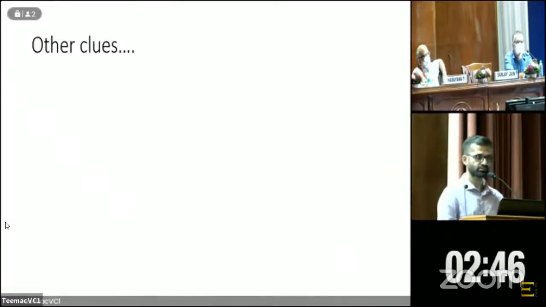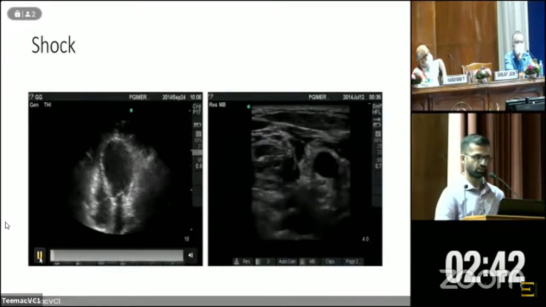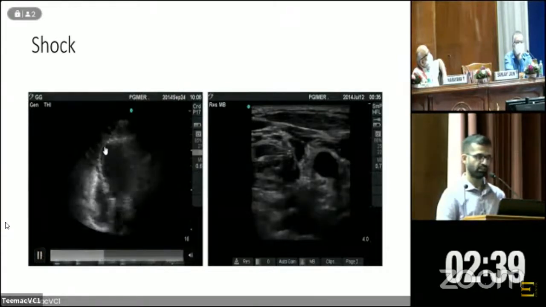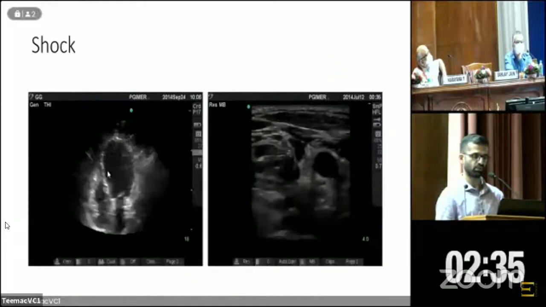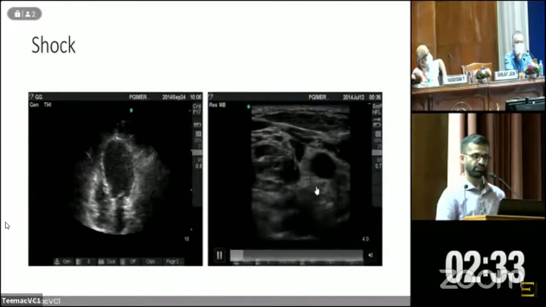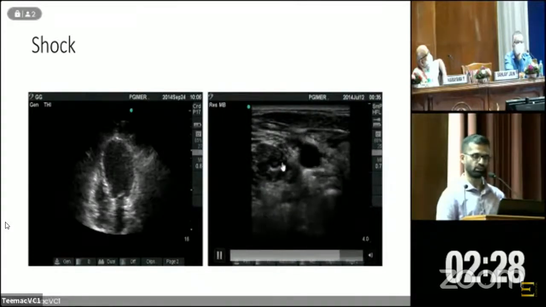So the other clues would be, say if the patient is in shock, this is a four chamber view of the heart and the heart barely moves, indicating LV dysfunction as a possible cause of shock. Second, when we are viewing the venous and arterial structures, the venous structure in the neck may be fully collapsing.